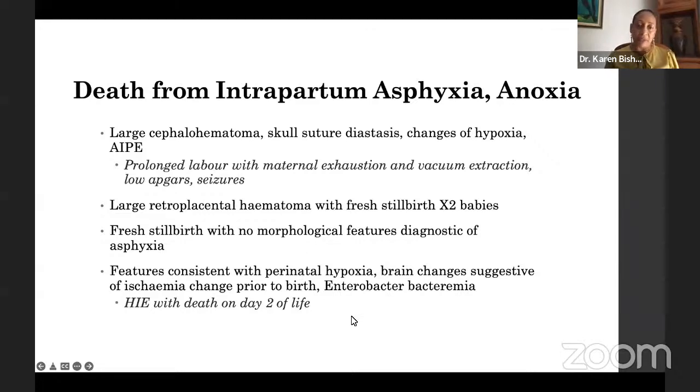And there was 1 baby with perinatal hypoxia, changes consistent with hypoxia. This baby, interestingly, had brain changes on neuropath examination that were suggestive of ischemia that happened before birth. Baby also had Enterobacter bacteremia, and based on the clinical findings, this was thought to be genuine infection. So he died within 48 hours of birth.